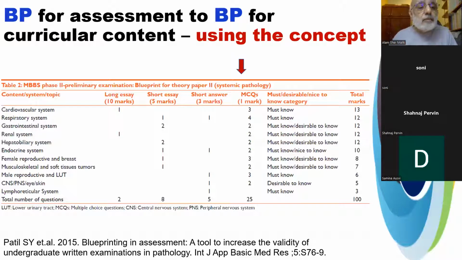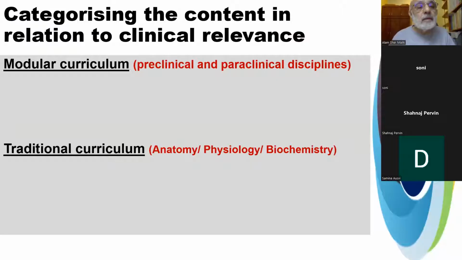So here, if we look at this table, this is an example of pathology, systemic pathology, a blueprint for paper two. And we calculate the topics which must know and desirable to know or nice to know. So if we can use this for assessment, we can reverse it to identify the curricular content using the same concept. I think that brings us towards the last couple of slides.